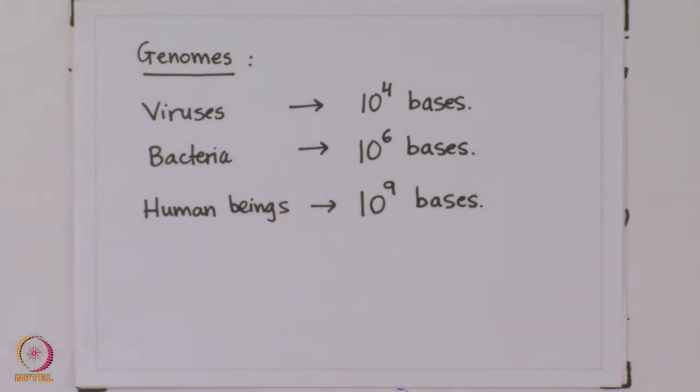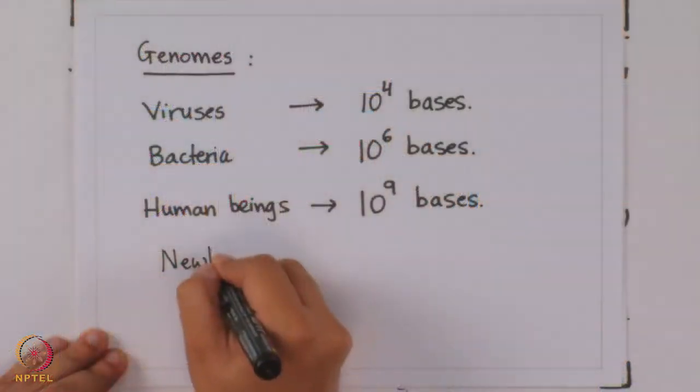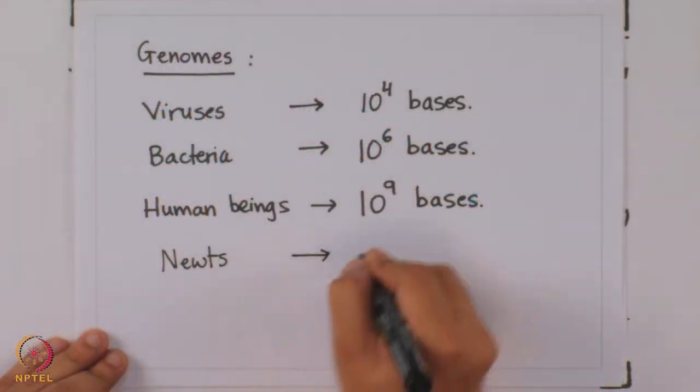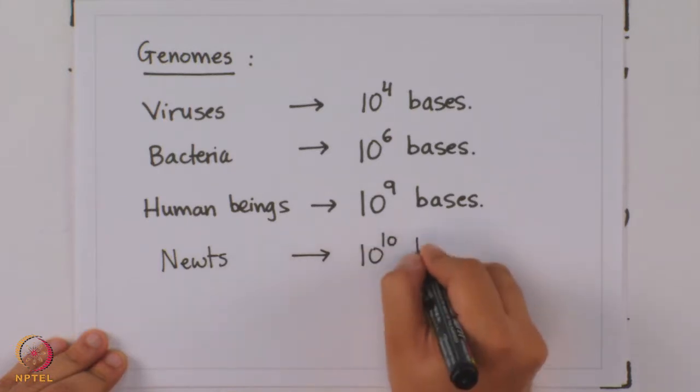But examples can be counterintuitive. These three examples here seem to suggest that as complexity of an organism increases, its phenotypic complexity, its physiological complexity increases, the genome size increases too. So, it gives you that impression, but in general that is not true. There are examples with organisms which are much smaller in size, which have not evolved to be of a particular size, but have much larger genomes. And one of the examples that is listed in the book is for newts, which have a genome of 10 to the power 10 bases.